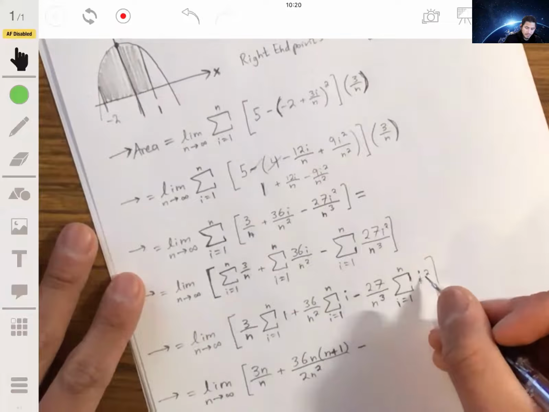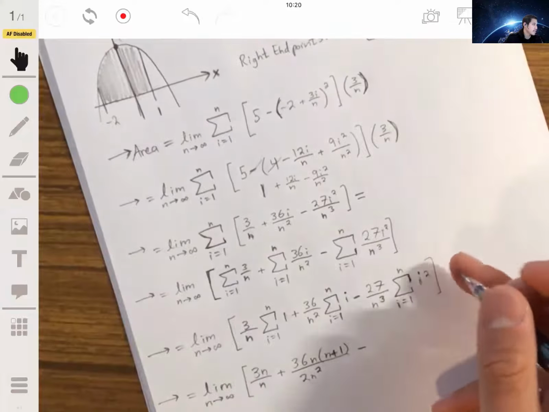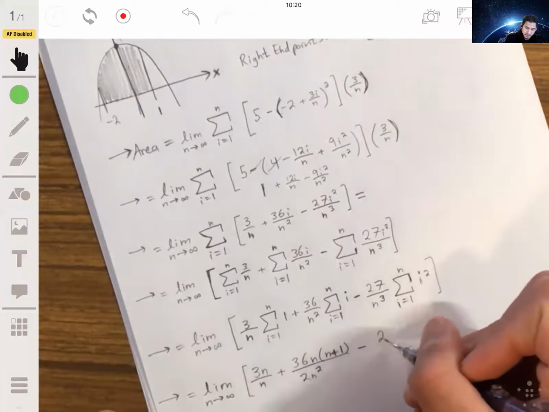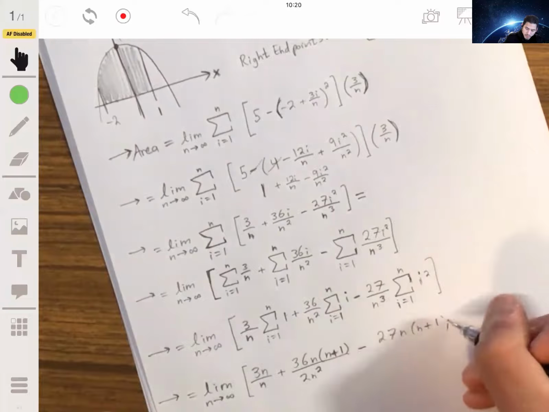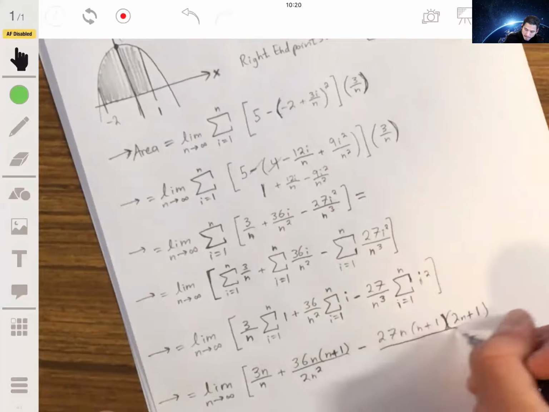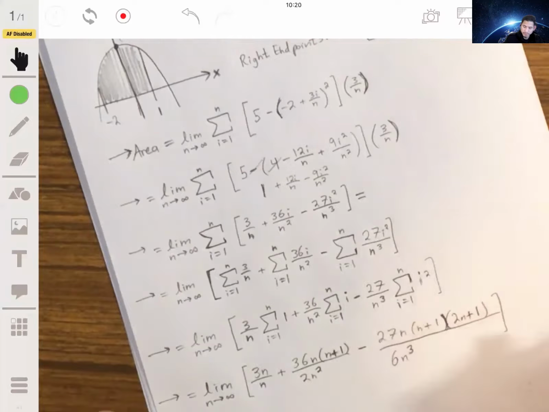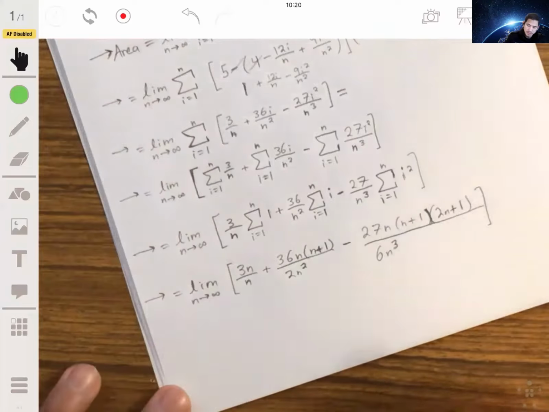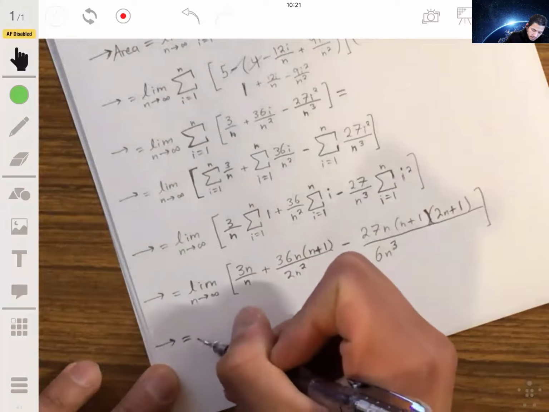Minus, and again, we have another expression where we can use a formula, and this will be equal to n times n plus 1 times 2n plus 1 all over 6. So minus 27 n times n plus 1 times 2n plus 1, all over 6, so 6n cubed. And let's see if I don't run out of space here. So let's go ahead, let's do some algebra.